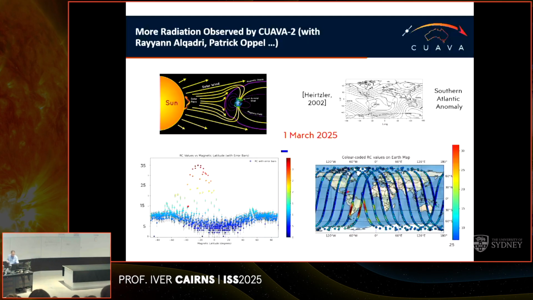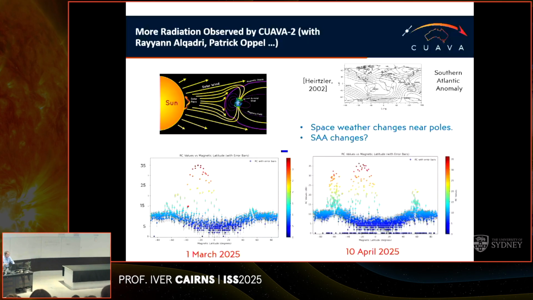So the space weather varies with time. And here's just a direct comparison between those two events, 1st of March and the 10th of April. You see the level of the radiation of the southern Atlantic anomalies pretty close, but big differences here over the poles. So it's sort of interesting that you can see nice space weather events here with a CubeSat, for instance, and look at changes in the southern Atlantic anomaly over time.